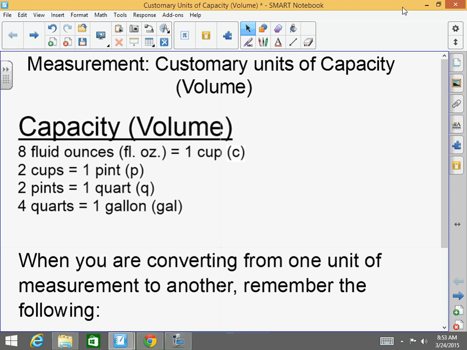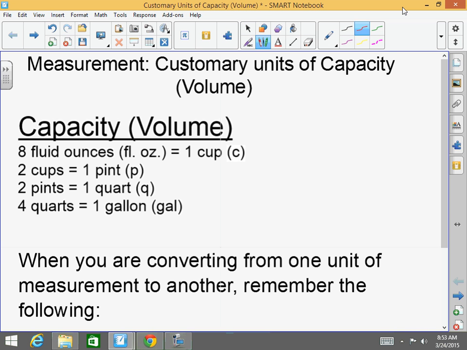And this one has a few different conversions. So please remember, we've got to memorize all these conversions. So far we've learned distance, weight, and today we're learning capacity or volume. The first one we're going to talk about is 8 fluid ounces.